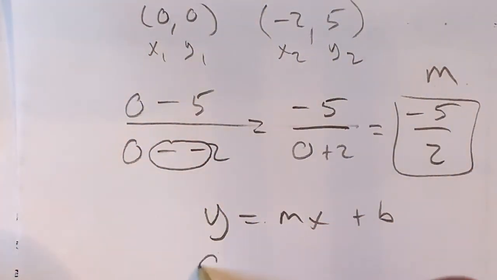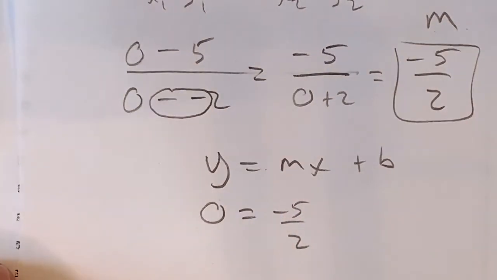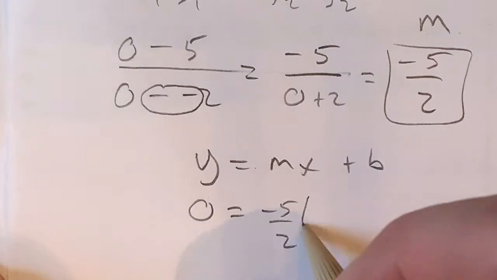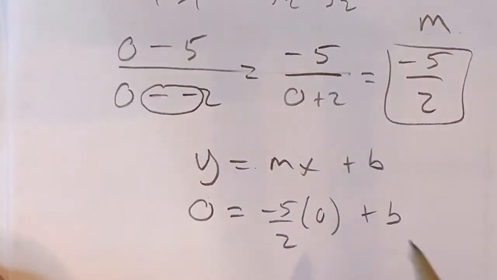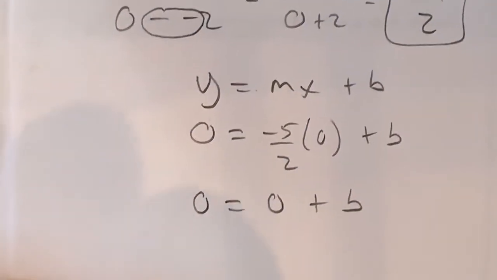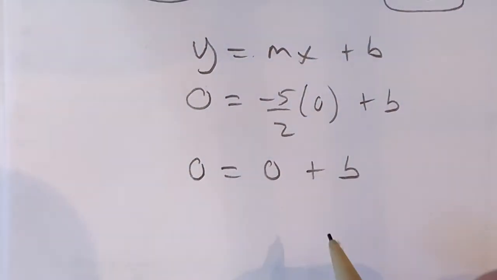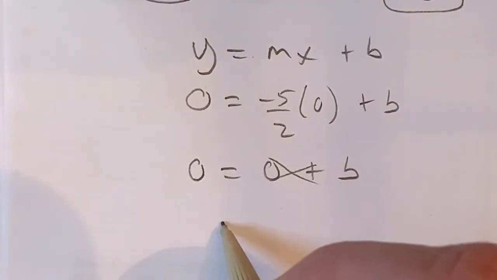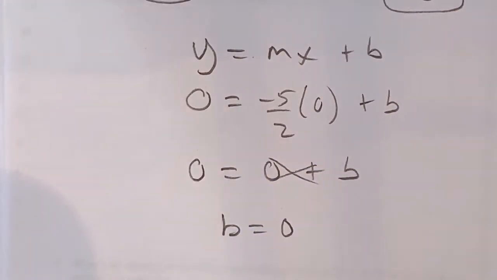So look, we have y is 0. We know m is -5/2. We also know our x is 0. So let's plug that in, plus b. So once again, we're going to solve for b. So, well, what's 0 times anything? Well, we get 0 equals 0 plus b, right? Well, what does b have to be? Well, I don't even need to subtract 0 from both sides, right? This just goes away. So we get b equals 0.